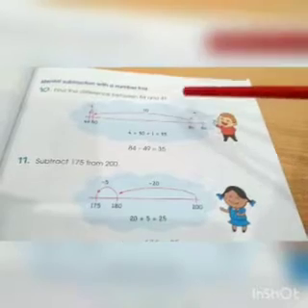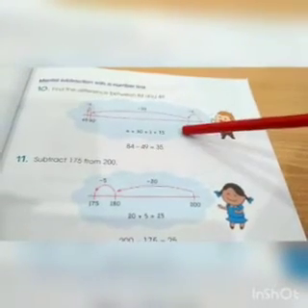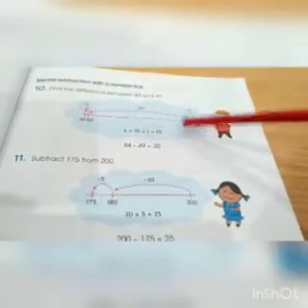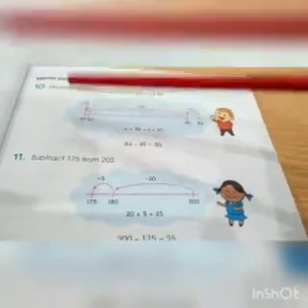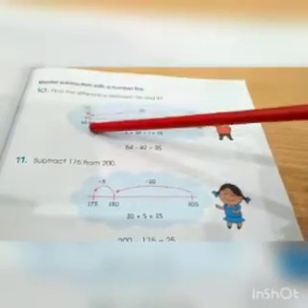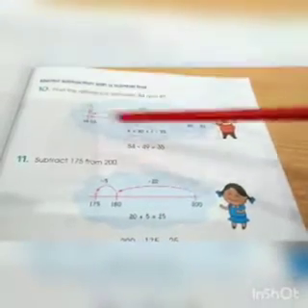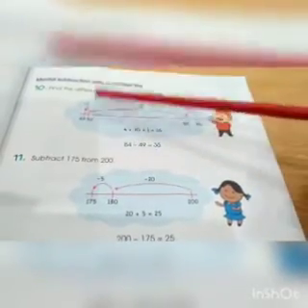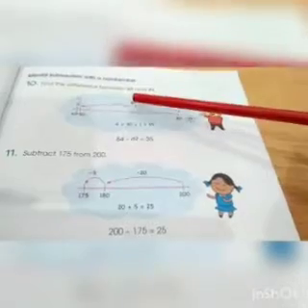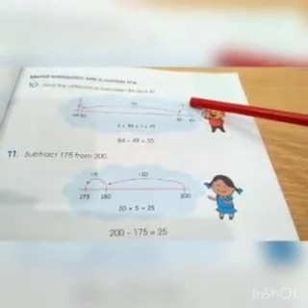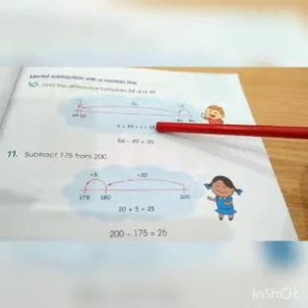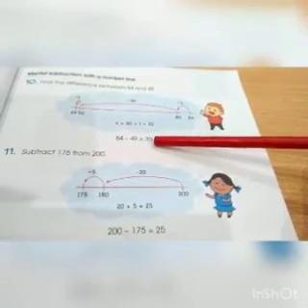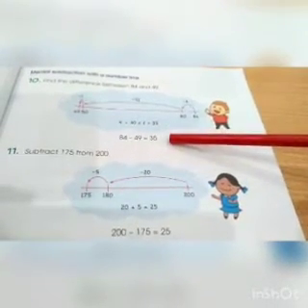84. When we subtract 4 from 84, it makes 80. And when we subtract 30 from 80, it makes 50. Then we subtract 1 from 50, it makes 49. Now you can see 4 plus 30 plus 1 equal to 35. 30 plus 4 equal to 34 plus 1 is equal to 35. Okay, class, 84 minus 49 is equal to 35.